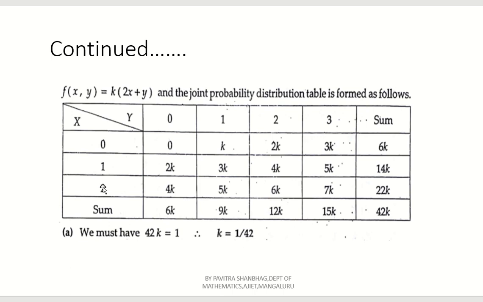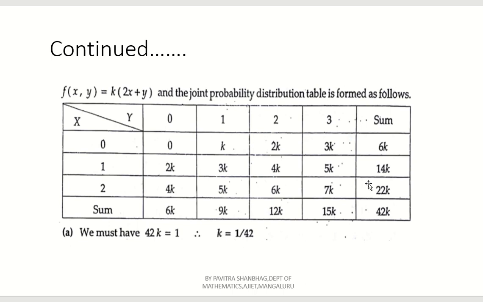Next, last one, f of 2 comma 3. That is k into 2 into 2 plus 3, that is 4 plus 3 is 7. 7 into k is 7k. Now add this row wise: 4k plus 5k plus 6k plus 7k, that is 11 plus 4, 15, 15 plus 7, 22k.